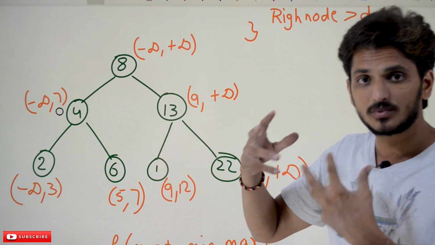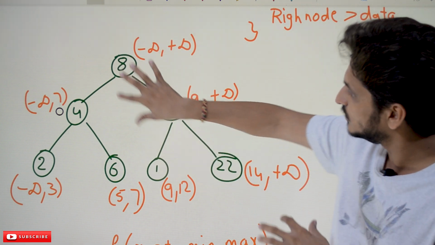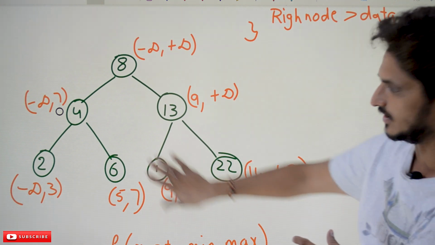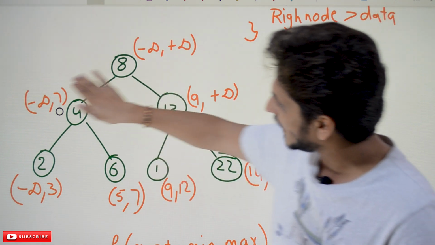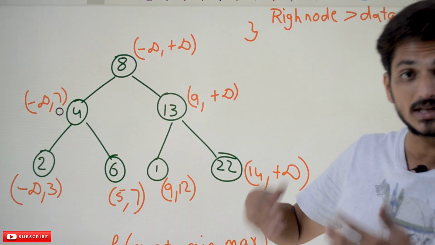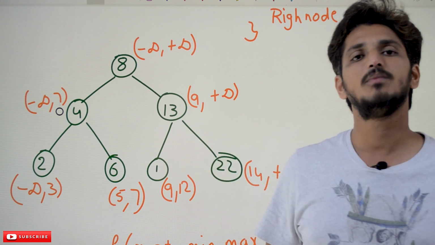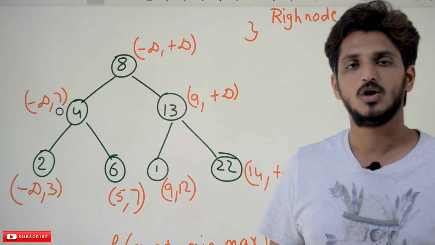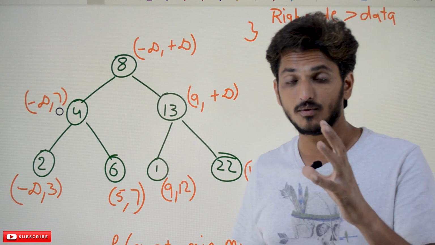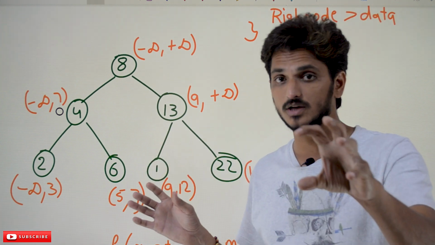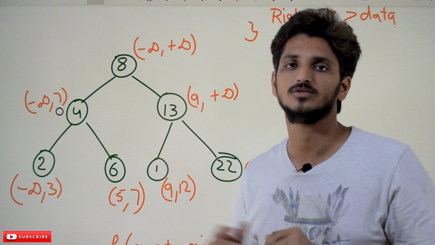We need to keep track of what is the maximum value accepted in this right subtree. What is the minimum value accepted on the left subtree? We are keeping track of those minimum and maximum values. Hope you understand this logic. Based on this logic, try to write the code on your own, then check for the solution.